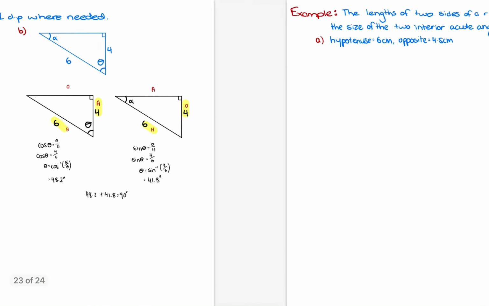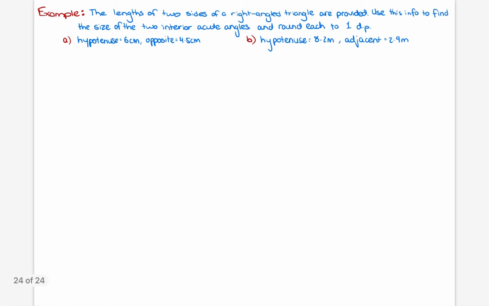So then our other example, I'm going to show you a real quick cheat way to do this instead of working individually. It says the length of two sides of a right angle triangle are provided. Use this info to find the size of the two interior acute angles and round each to one decimal place. When it's talking about those two interior acute angles, if I draw a right angle triangle, it's talking about these two angles down here that are less than 90 degrees. So in each of these, we're finding those two smaller angles.